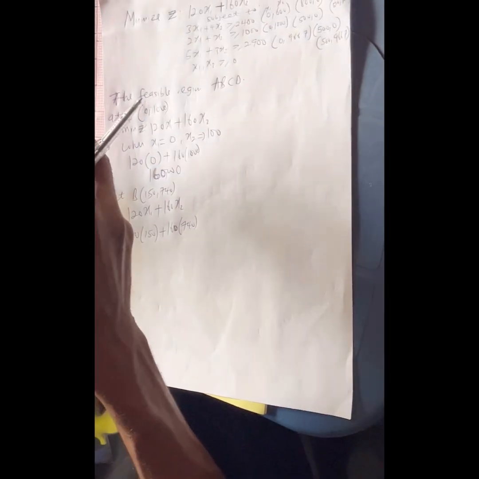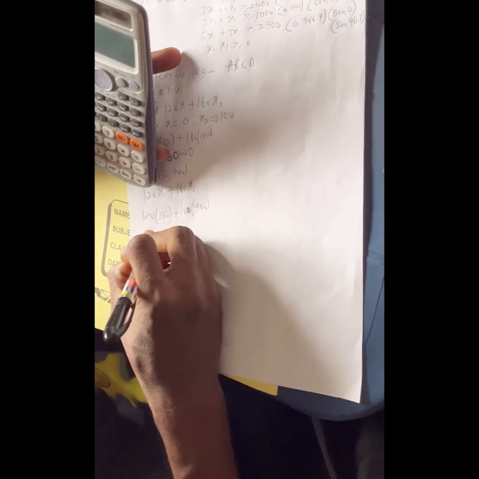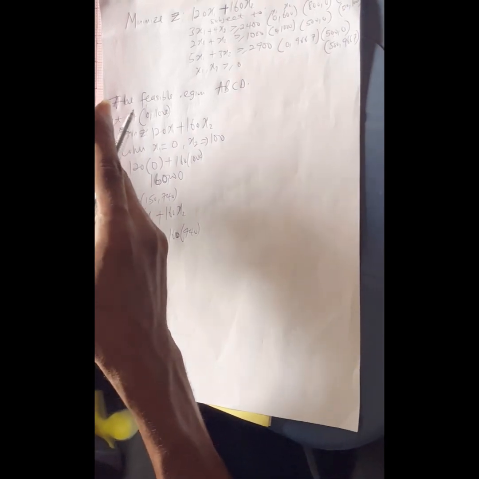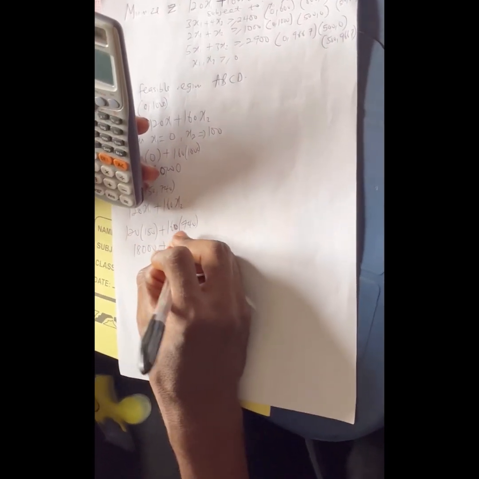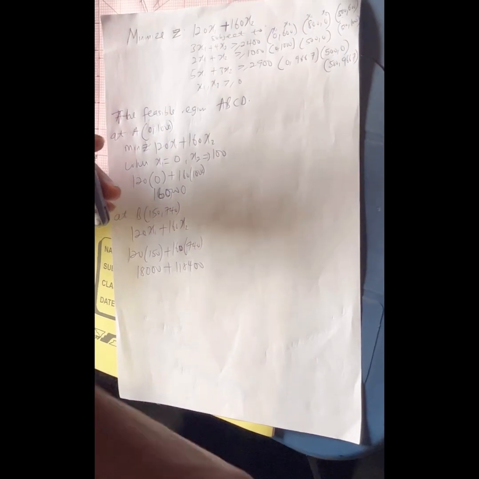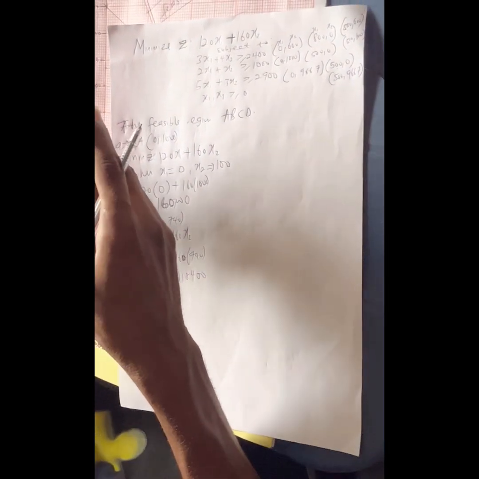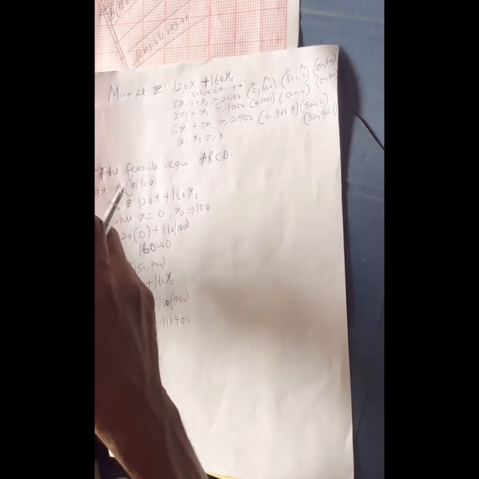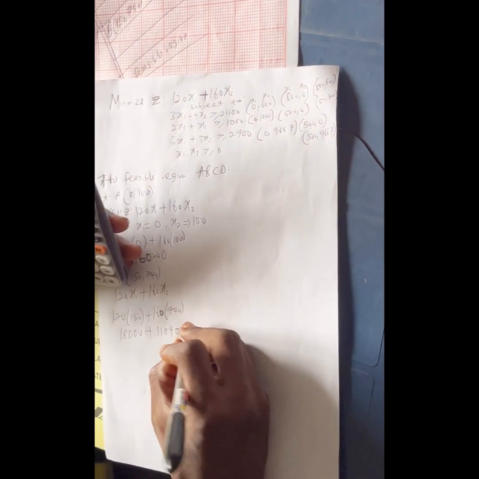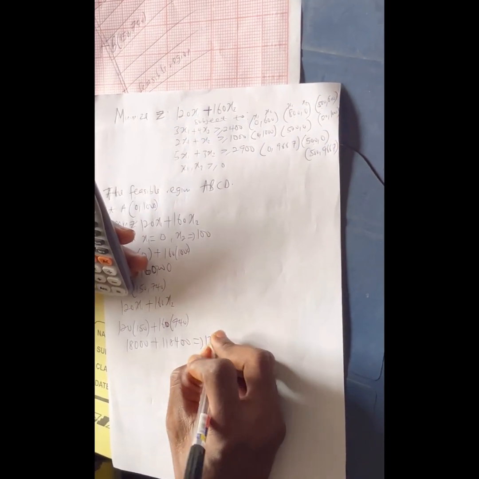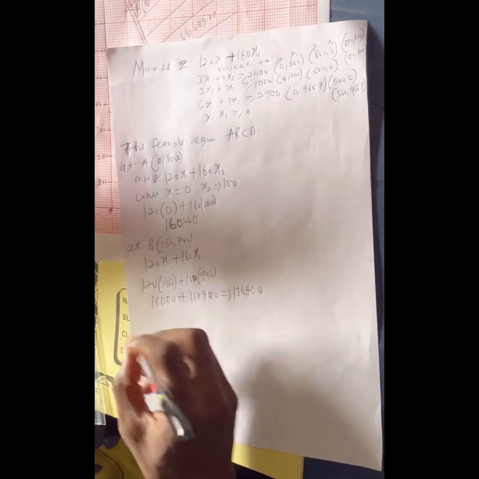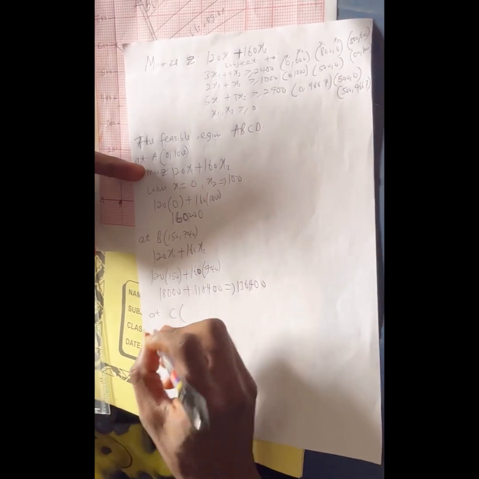So if I multiply 120 by 150, I'm going to have 18,000. Plus, if I multiply 160 by 740, I'm going to have 118,400. So if I add it together, 18,000 plus 118,400, I got 136,400.